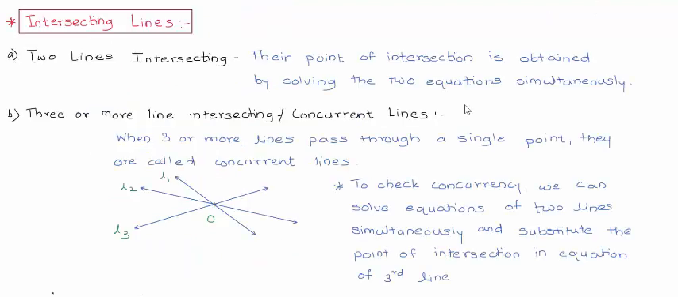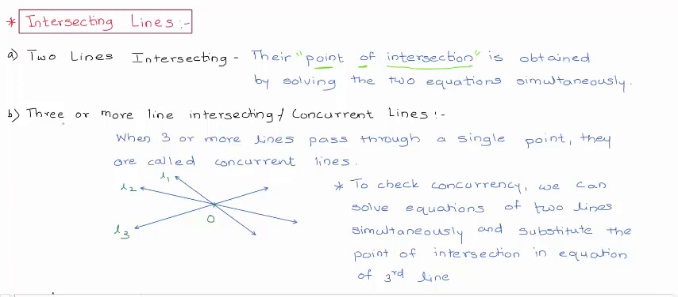Okay, students. The next pointer is intersecting lines. Let's look at two intersecting lines. So when two lines intersect each other, their point of intersection, students, this is very important. Point of intersection is obtained by solving the two equations simultaneously. So whenever you want the point of intersection of any two lines, we solve their equations simultaneously.